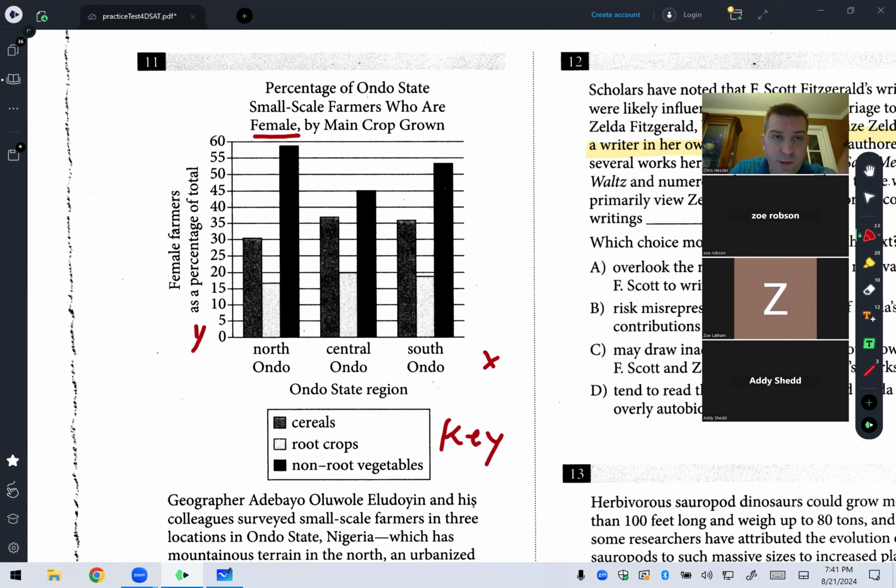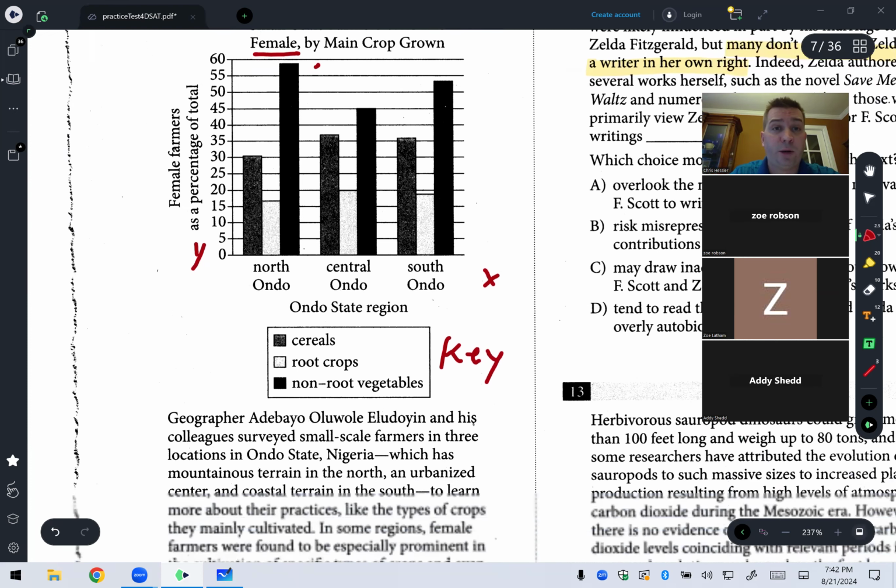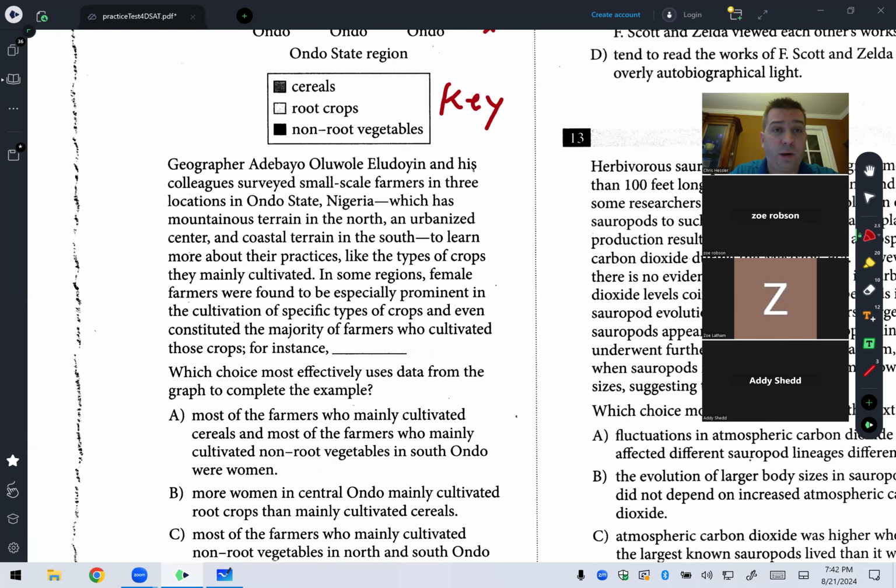Because just based on the idea that these are female farmers, I'm already interested in these bars. Do you see why I may be interested in the crop type in areas where a majority of the farmers are women? And I haven't even read this question yet, but I'm already kind of suspicious about these two bars in particular. All right, now that we've read that, let's look at the actual question.